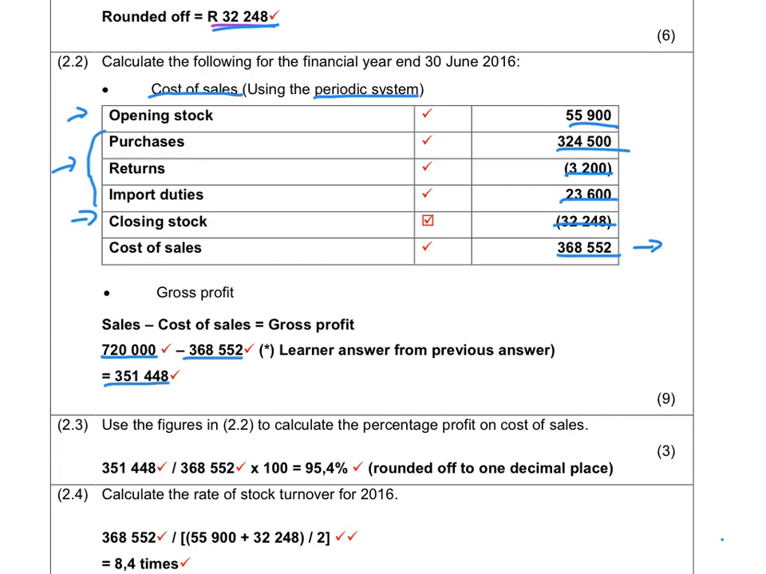If they ask us to calculate the percentage profit on cost, they say profit on cost. So that means you have to put the profit at the top, so the one that we calculated there, and we must put the cost of sales at the bottom, the one that we calculated there, times 100 to determine what is our profit percentage. Rounded off, the profit percentage will be 95.4%.